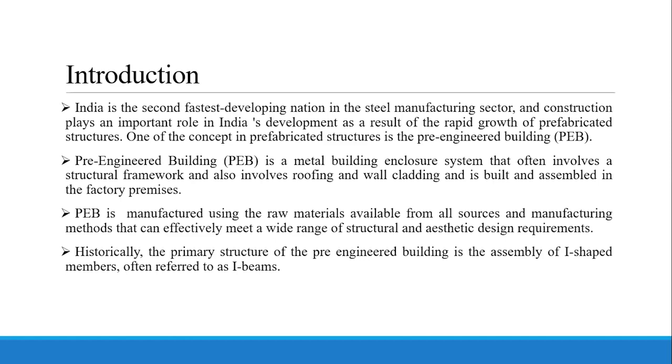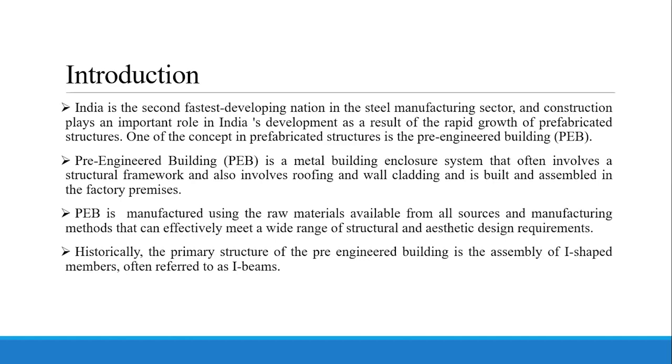construction. So a pre-engineered building is a type of metal building with an enclosure system, consisting of structural framework, roofing and cladding, and it is manufactured in a factory and assembled on site, fixed by bolted connections. The structural framework is majorly divided into two parts. First is the primary members and second is the secondary members. Primary members include beams and columns. Generally, hot rolled I sections are used for the beams and columns.